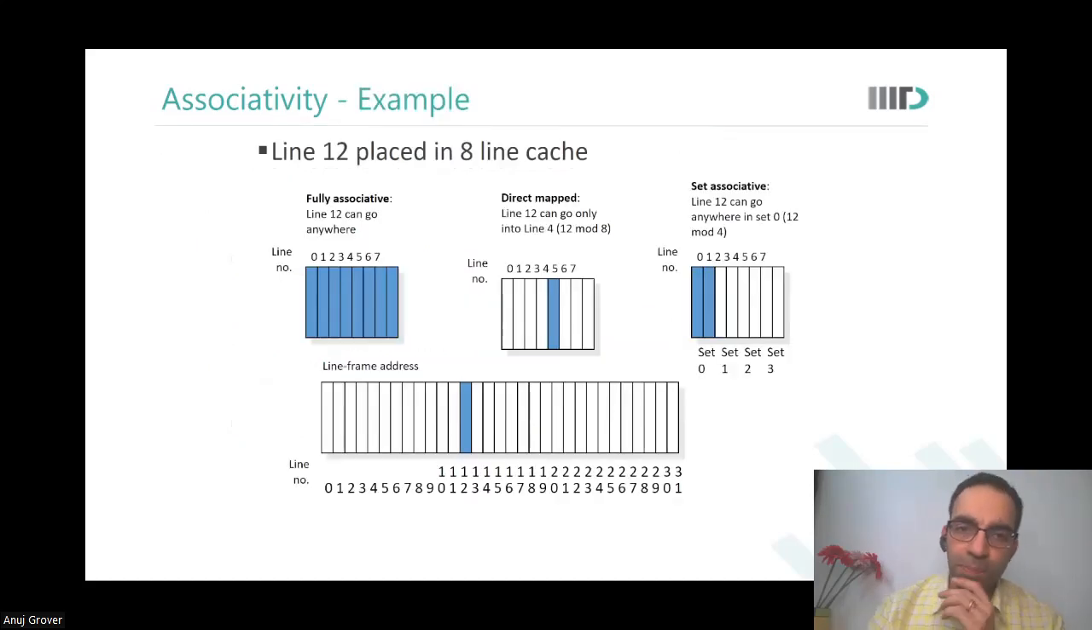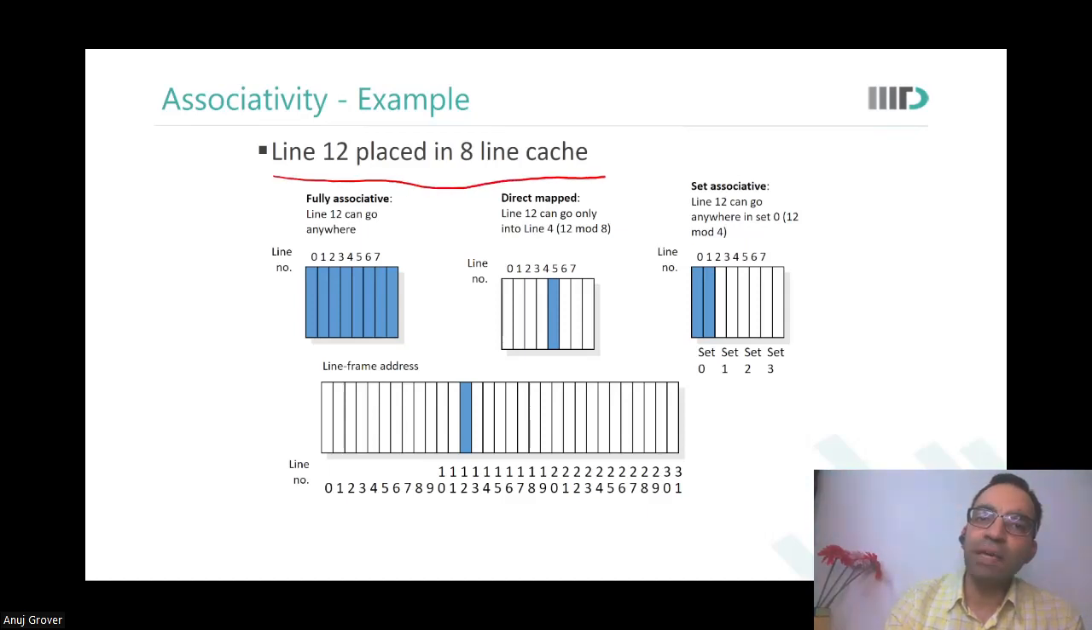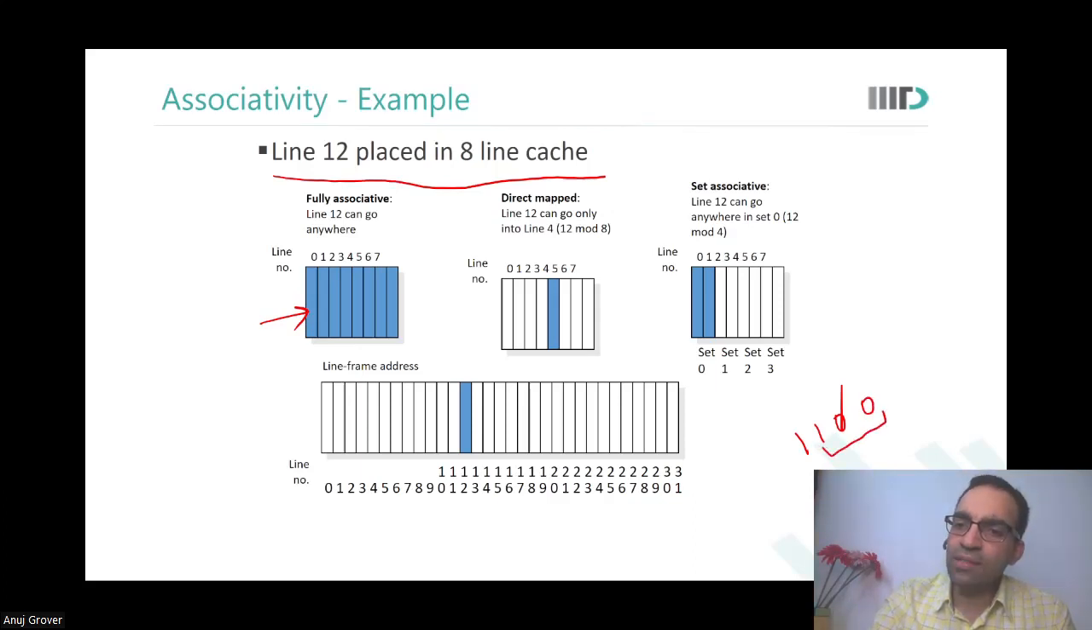So for example, for a fully associative cache, line 12 needs to be placed in an 8-line cache. In a fully associative memory, line 12 could go anywhere in this place. Okay. In a direct mapped, you simply say, what is the address of line 12? Line 12 would mean 1100. The last 3 bits are 100. So I can go only to the fourth block.